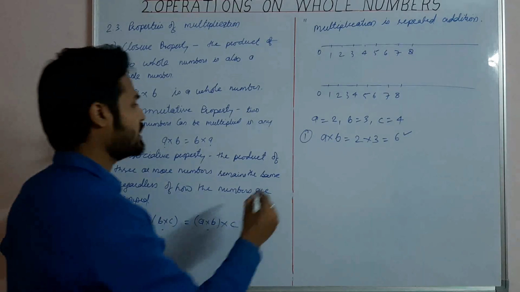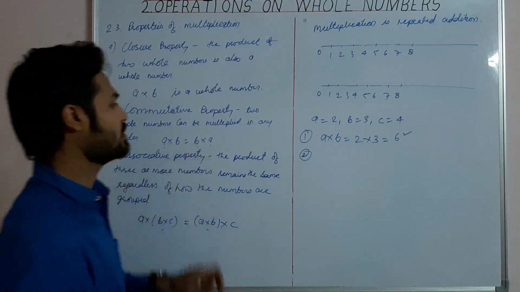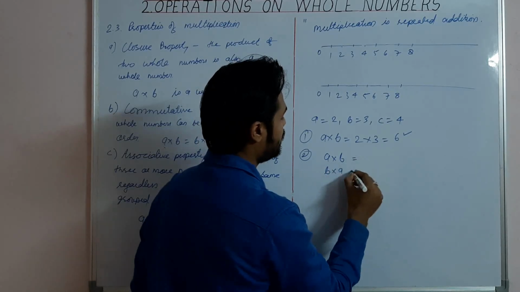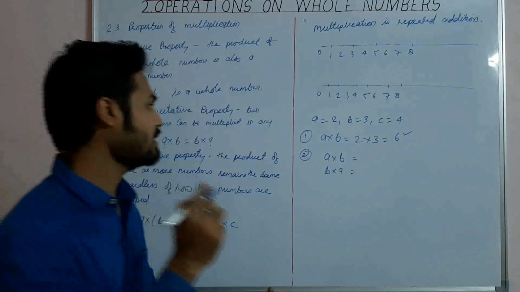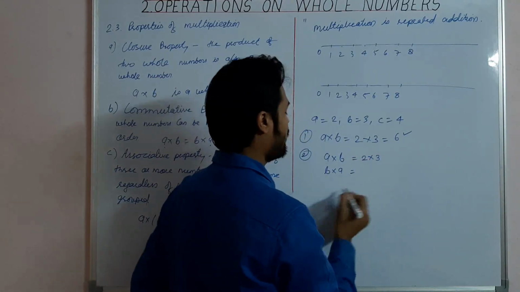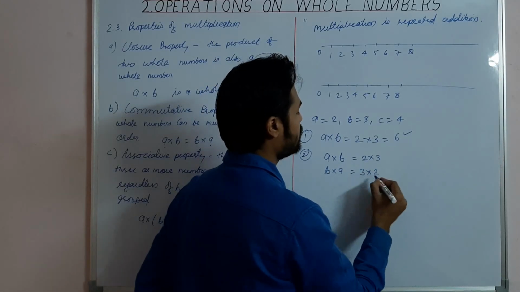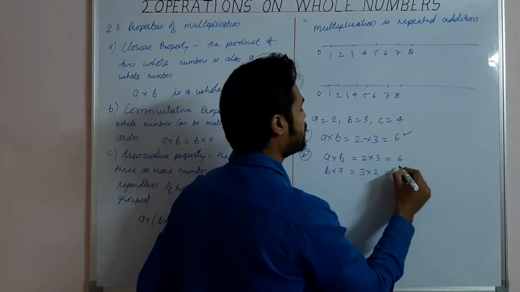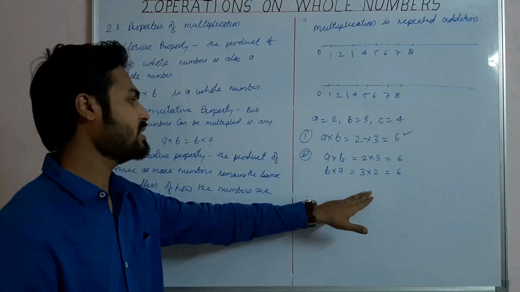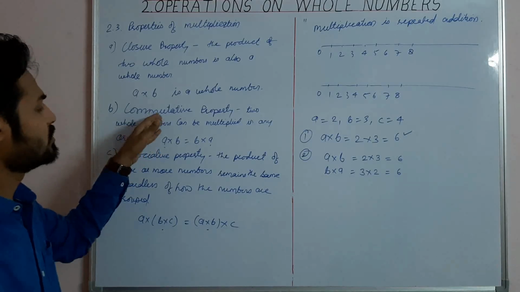For second property, A cross B or A into B and B into A. Now if we are writing A into B, then the order is like 2 into 3. And if we are writing B into A, then order should be 3 into 2. In both the cases, we will get 6. So 6 is the answer for both the cases. It means A into B is equals to B into A. So multiplication is commutative also.